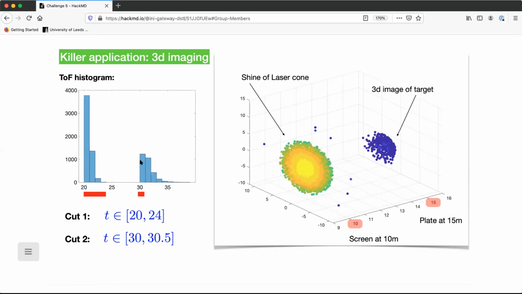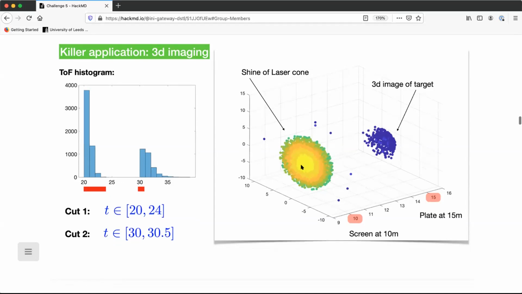That gives us the optimum deblurring from the 2D images. So we apply a cut here and the second peak. And if you do that, you get this image. And now you see nicely the screen at 10 meters. So here is 9 meters, 10 meters. So the laser is down here somewhere. This is the screen. And down here at 50 meter distance, you get a 3D reconstruction of the object of interest, which is our metallic plate.